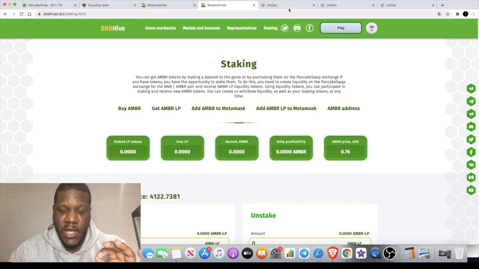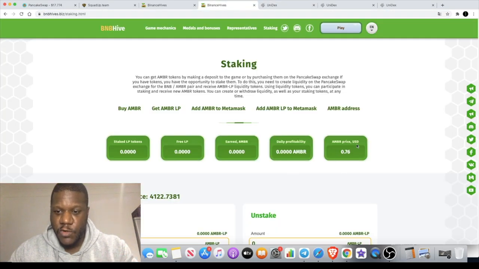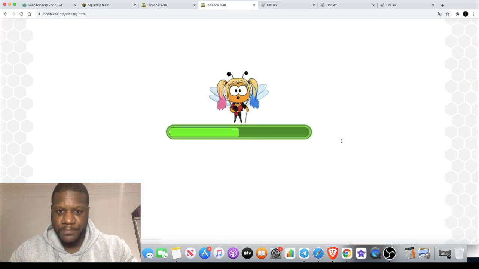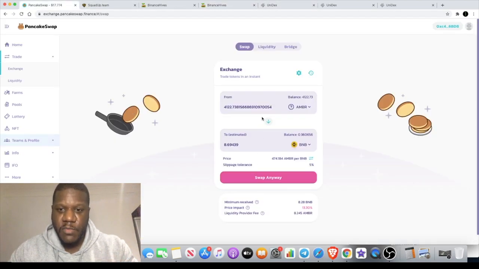But I did take advantage of the fact that this is brand new and I have bought the token. And you can see the actual token price on the website over here. So AMBR, let's just refresh that. Currently 71 cents. So it's dropping a little bit, but the volatility is there. Even on Pancake Swap, if you try and buy too much of it, it's going to give you warnings and stuff because it's so early.